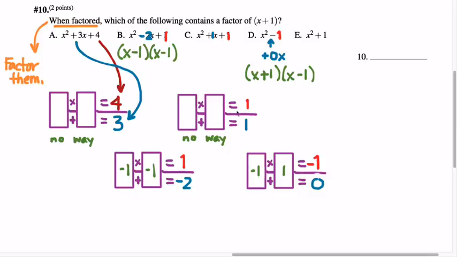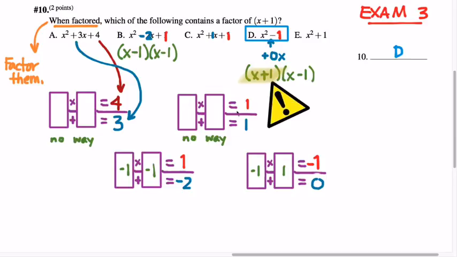And then the question is, does that contain a factor of x plus 1? It absolutely does. So there's our answer. Exam 3, number 10, the answer was D. And I don't think there is an easier way, as far as we know in this class, to have solved this multiple choice problem. If we want to know which of these expressions has x plus 1 as a factor, we should go through and try factoring every one of them. And whichever one of them gives me an x plus 1 as one of its factors must be the one that we wanted.